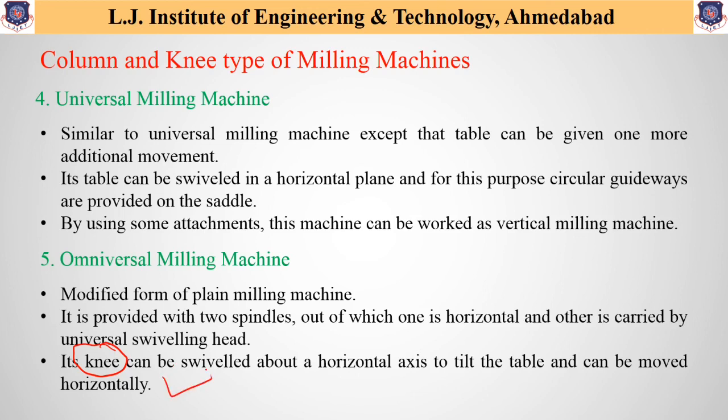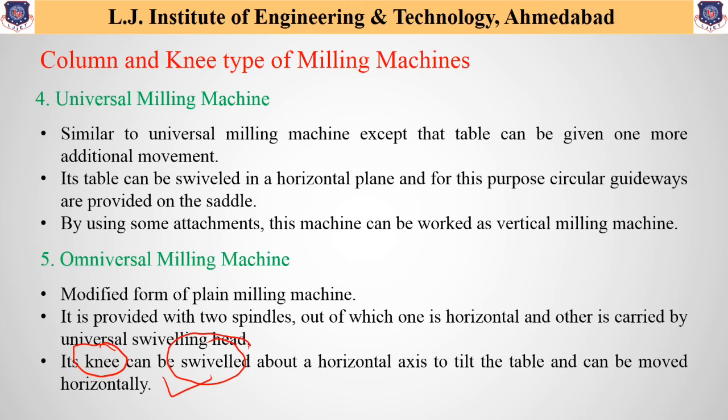In our previous machines, we have not discussed the swiveling motion of the knee, because the knee can only be moved in the up and down direction on the column. But in the omniversal milling machine, in addition to the up and down movement, one extra movement, the swiveling movement about the horizontal axis, can also be obtained. So this is the difference of the omniversal milling machine compared to all other milling machines.